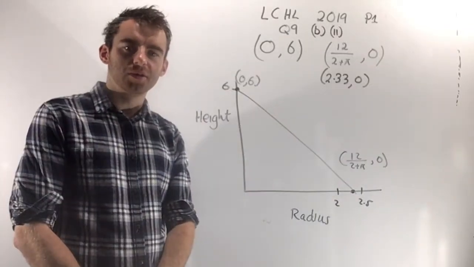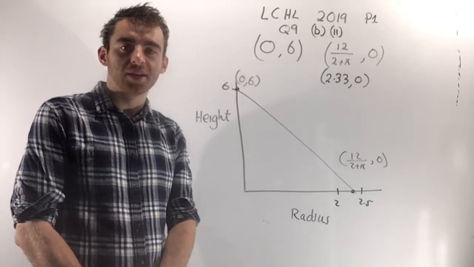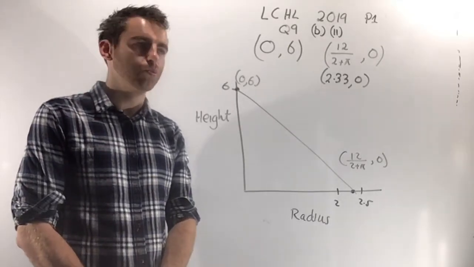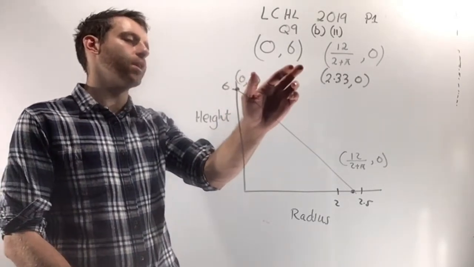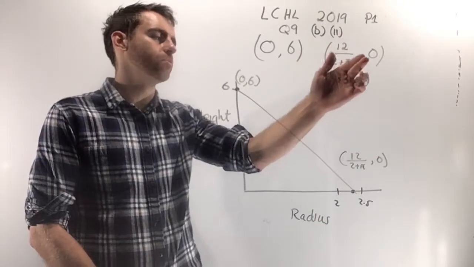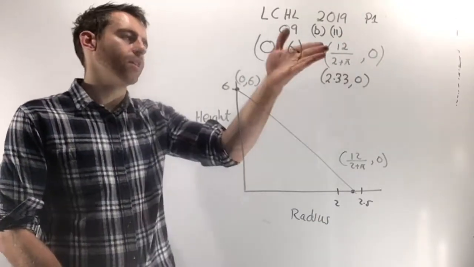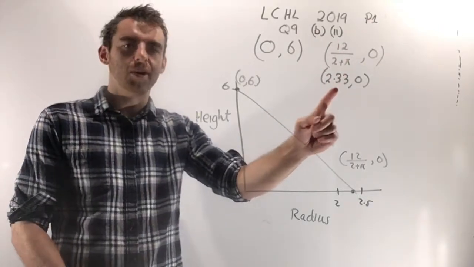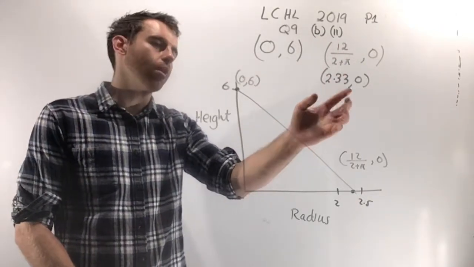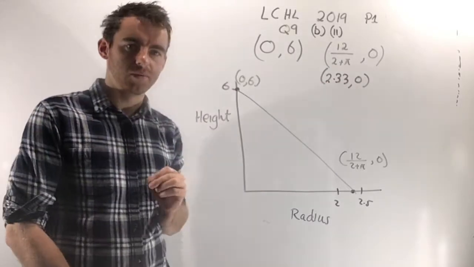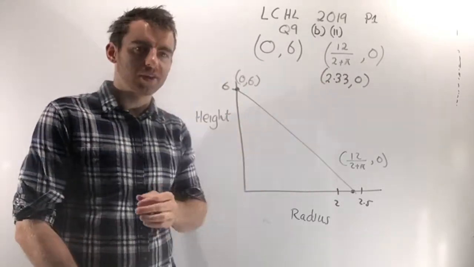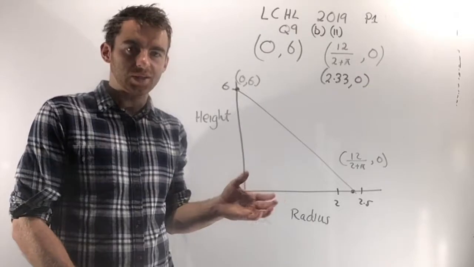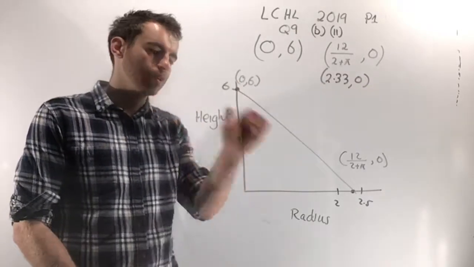Okay, in B part 2 we're asked to draw the graph of the two coordinates we got in B part 1. The two coordinates were 0, 6 and 12 over 2 plus pi, 0. Now obviously it's hard to plot that, so I plugged this into my calculator and realized that it corresponds to 2.33. So we're plotting the point 2.33, 0. Now once we've got two coordinates and we're drawing a line, that's all we need. So 2 points on a line, we can draw the line.